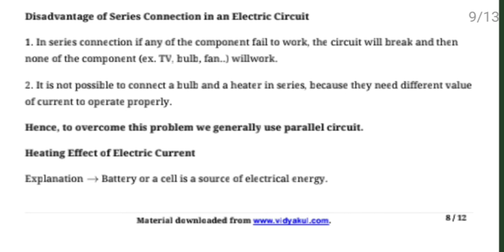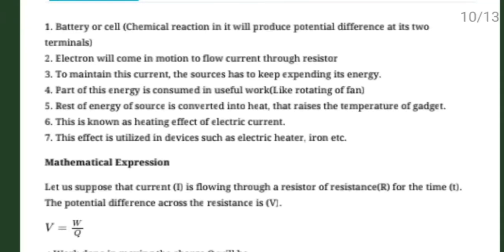Now, the heating effect of electric current. Explanation: a battery or a cell is a source of electrical energy. In a battery or cell, a chemical reaction produces a potential difference at its two terminals. Second, electrons will come in motion to flow current through a resistor. Third, to maintain this current, the source has to keep expending its energy. Fourth, part of this energy is consumed in useful work like rotating a fan. Fifth, the rest of the energy of the source is converted into heat that raises the temperature of the gadget. Sixth, this is known as the heating effect of electric current. Seventh, this effect is utilized in devices such as electric heaters, irons, etc.